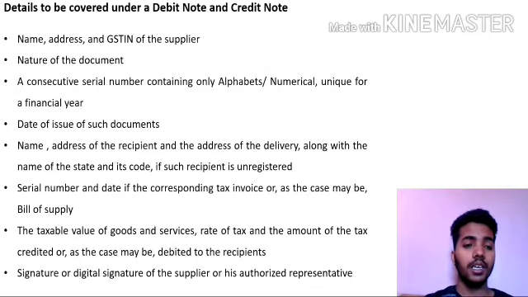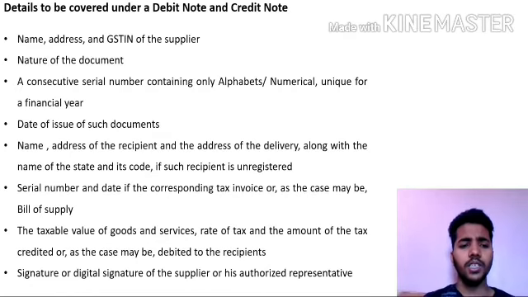The third one is a consecutive serial number containing only alphabets and numerals, unique for a financial year. There should be a number which is a combination of alphabets and numerals to authorize or verify a document. It should be a unique code for every financial year, varying from year to year.